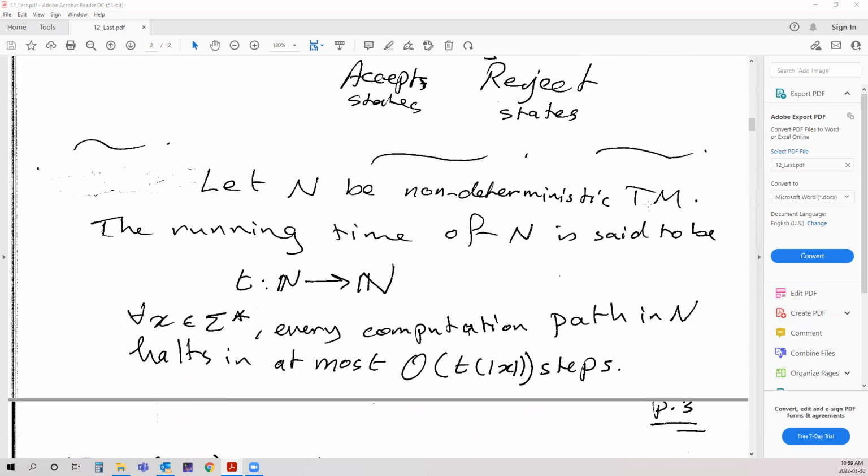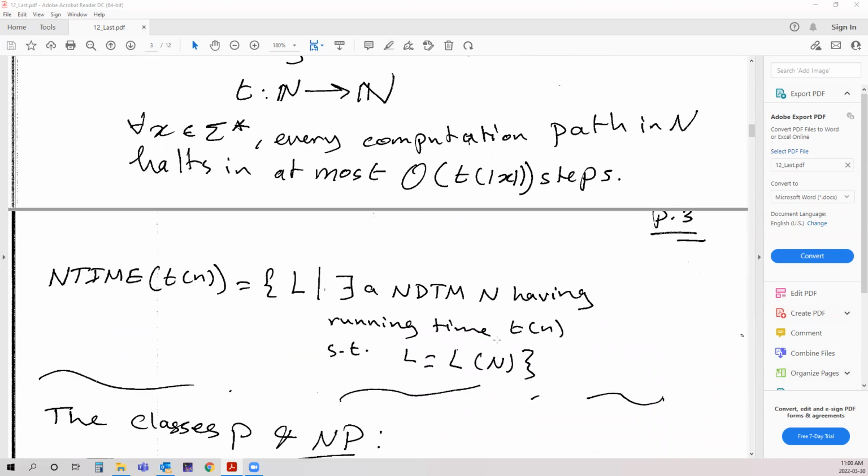So let N be a non-deterministic Turing machine. The running time of N is said to be the function t from natural number to natural number if for all x, every computational path in N halts in at most big O of t of the length of x steps, which is the length of input. NTIME of t of n for the language L: there exists a non-deterministic Turing machine N having running time t of n such that L equals L of N. So these are the definitions and the function definitions that we have.